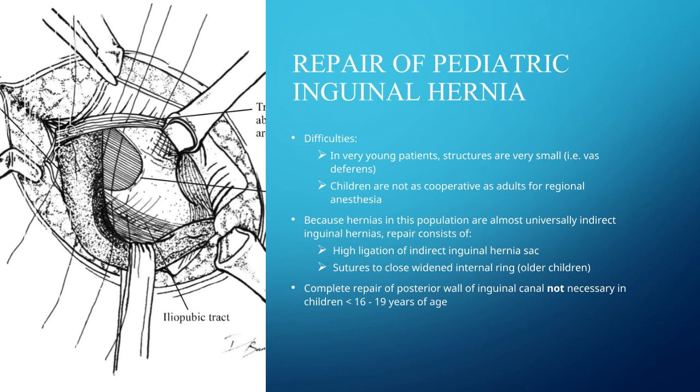It consists only of high ligation of the indirect hernia sac. In older children, you may place a suture to close a widened internal ring. A complete repair of the posterior wall of the inguinal canal is not necessary in children under 16 to 19 years of age. Their native tissue is strong, and the defect is purely the patent sac.